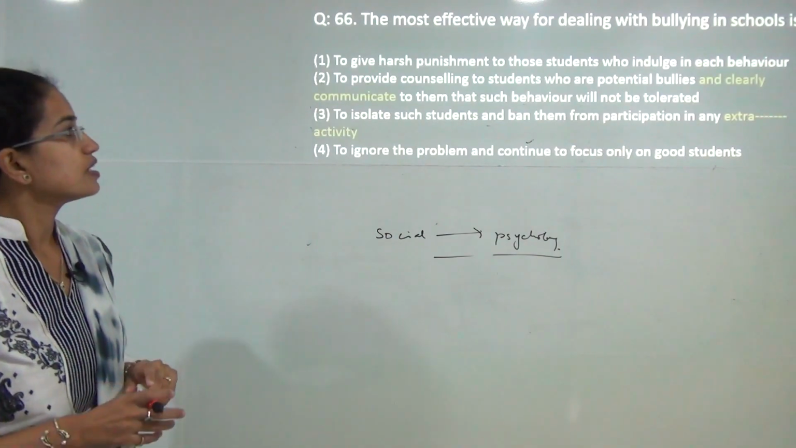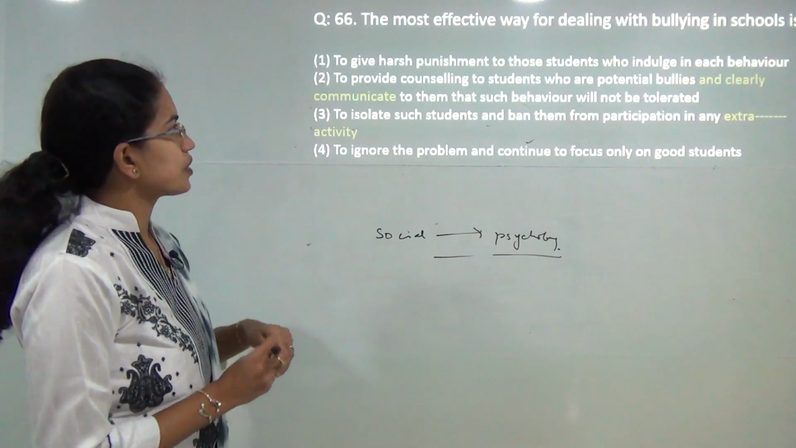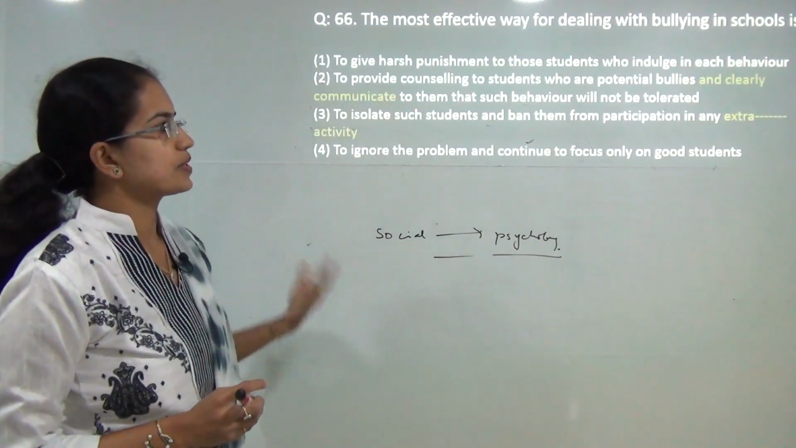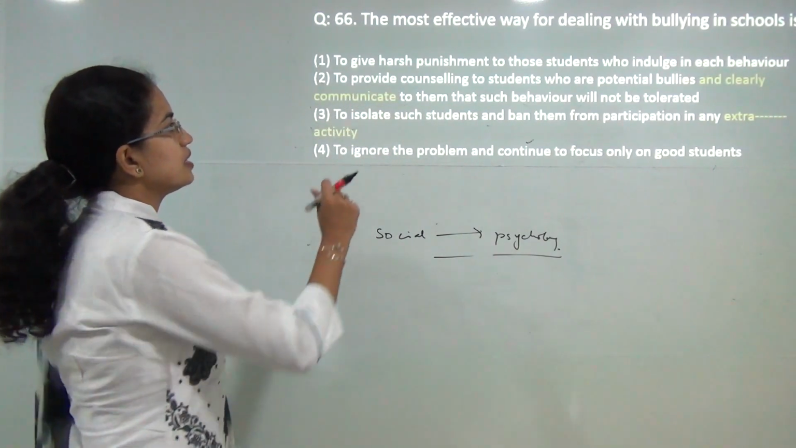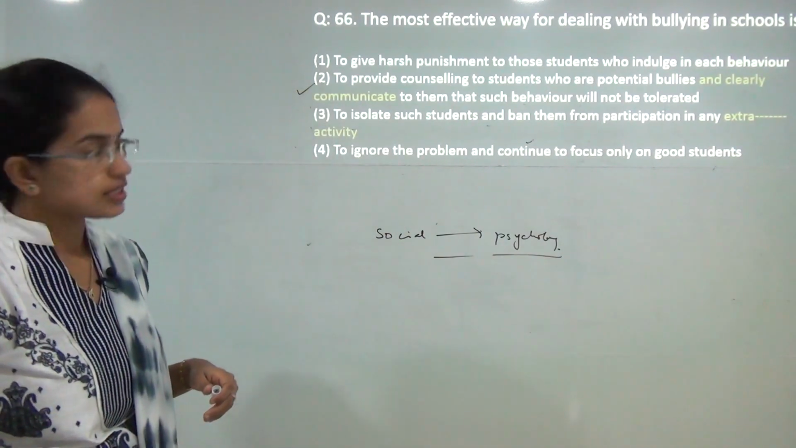Next question. The effective way of dealing with bullying in the school is to provide counseling to the students who are potential bullies and communicate to them that such behavior will not be tolerated. So 2 would be the correct answer here.